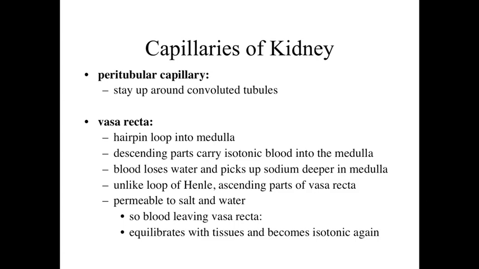As they're coming back up, we're going to have, again, permeable to water and permeable to salt, and that's different from our loop of Henle. So as the blood is coming back up towards the cortex, it's going to equilibrate with the tissues and ultimately become isotonic again. So even though the blood, as it goes down into the medulla, is going to get very concentrated, very different from what we're going to see in other regions of the body, as it turns around and comes back up, because it's permeable to both salt and water, as the blood vessels are carrying the blood back up towards the cortex, it's going to become more normal, it's going to become isotonic, and it's going to be the same as the blood in other regions of the body.